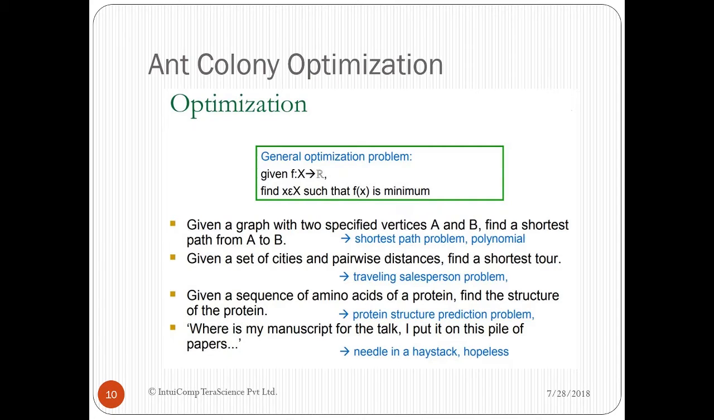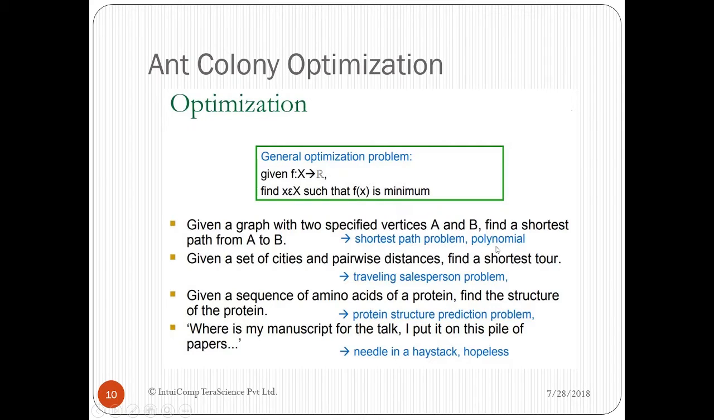So, let us understand what ant colony optimization is. It is about optimization, that is the general optimization problem: given f, x to R, find x belongs to X such that f(x) is minimum. Given a graph with two specific vertices A and B, find a shortest path from A to B. So this is a shortest path problem.